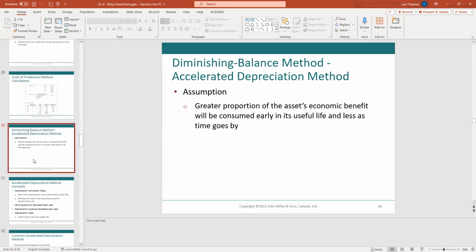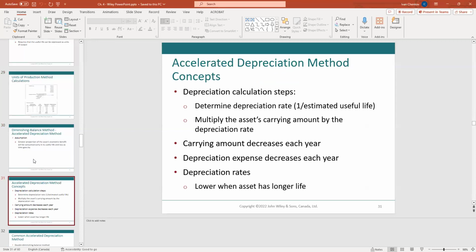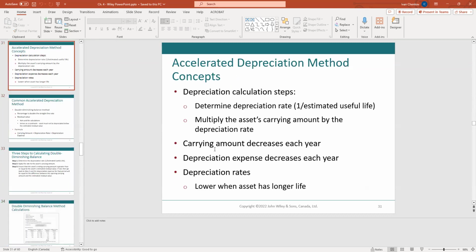Double declining, or diminishing decline. Now we're going to take the greater portion of the economic life in the beginning. So we're going to transfer more depreciation in the beginning and less depreciation in later years. How are we going to get that depreciation rate? We take 1 divided by the estimated useful life of the machine: 1/10 or 1/5 or 1/7, depending on the years we're using the machine. Then we multiply the asset's carrying amount by the depreciation rate. Remember, the carrying amount decreases every year, so depreciation expense decreases each year.